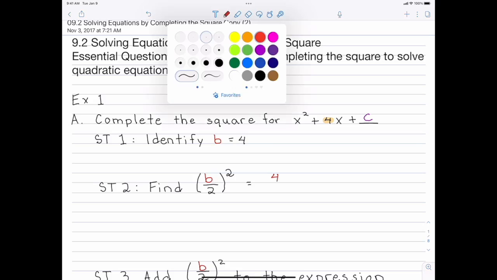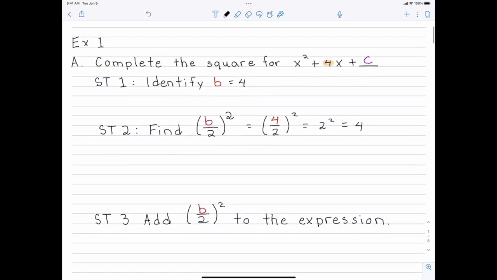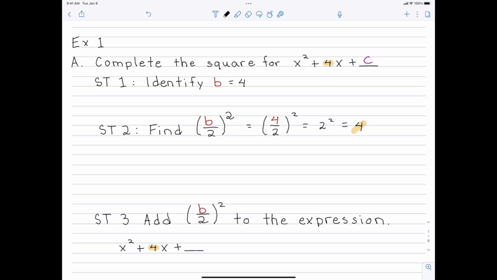Next, for step 2, we take b, which is 4, divide it by 2, and square it. So I'm going to simplify that. 4 divided by 2 is 2, so this will become 2 squared, which is 4. And last, all you do is add it to your expression. So I'm going to copy this. I'm going to get rid of c, because c is going to become 4. That's it. That's completing the square.